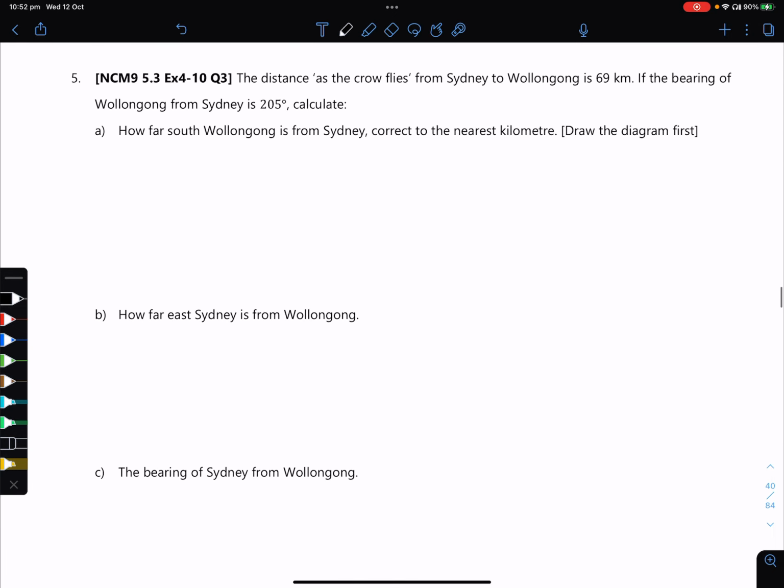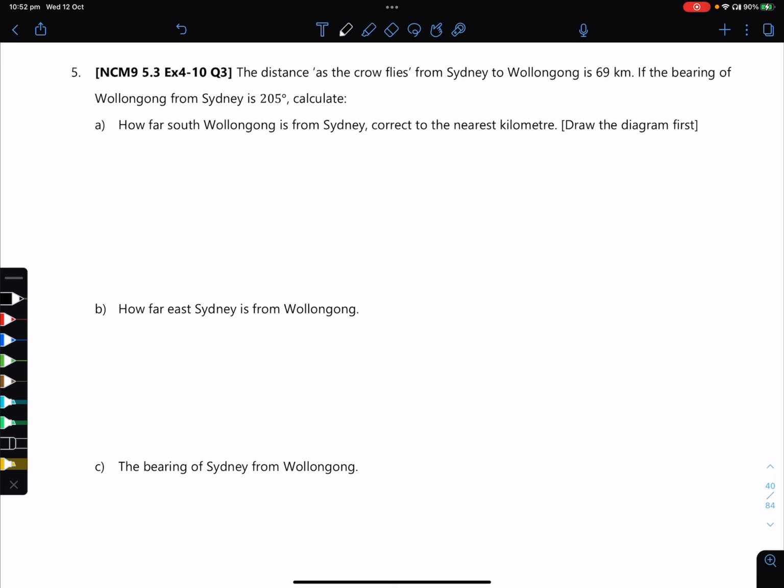Right. For question 5, the distance as the crow flies from Sydney to Wollongong is 69 kilometers. If the bearing of Wollongong from Sydney is 205 degrees, calculate how far south Wollongong is from Sydney, correct to the nearest kilometer, and we're required to draw the diagram first. So Wollongong from Sydney is 205 degrees. 205 degrees is pointing to the southwest region, that way.